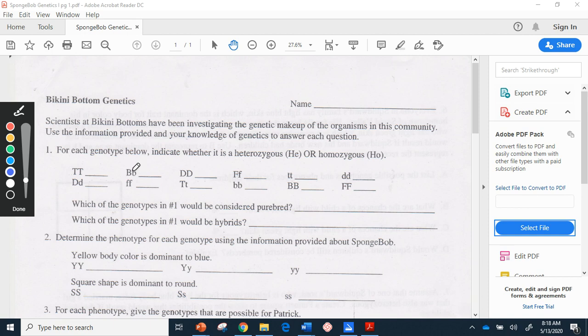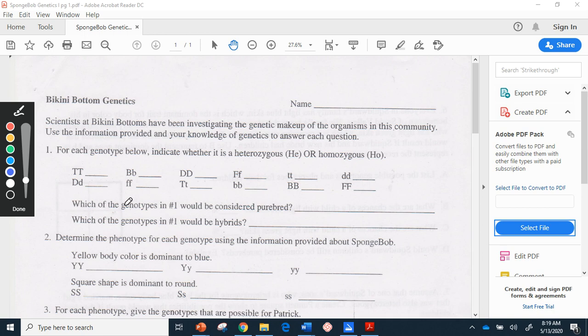We have capital B, lowercase b. Here we have two different forms of the allele. So when we have two different forms, it's heterozygous. So for this one, we're putting HE. And you're going to do the same thing for all 12 of these that are listed.